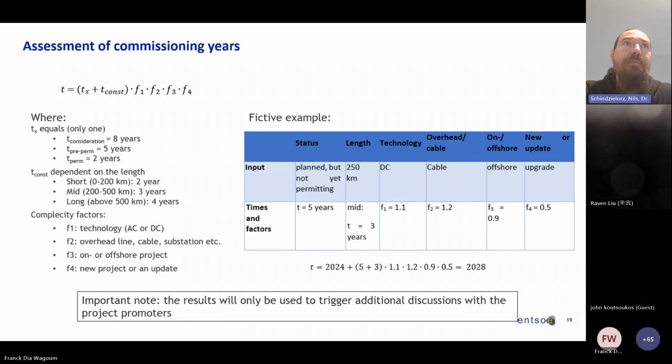And also here we're just looking for, if the project promoter says for a 1,000 kilometer long DC subsea underground cable that it will be built in 2 years from the under consideration phase, then we say, okay, we have our doubts, but we would like to give the project promoter the chance to explain why they see that the project will come that much faster than the outcome from this methodology. So that's the idea behind that. It's giving an additional value to start the discussion with the project promoters.